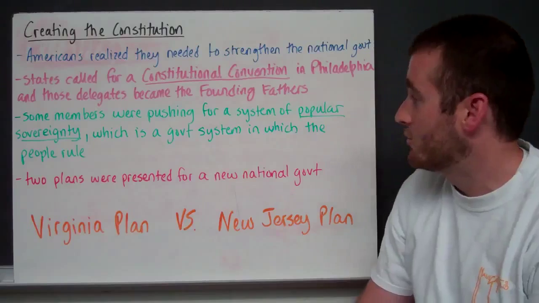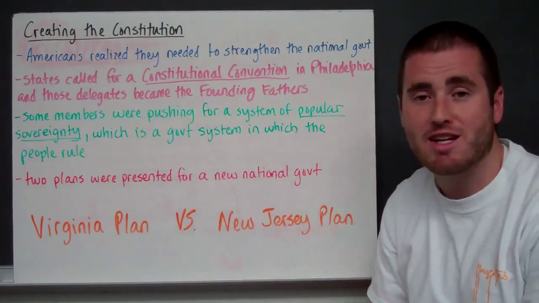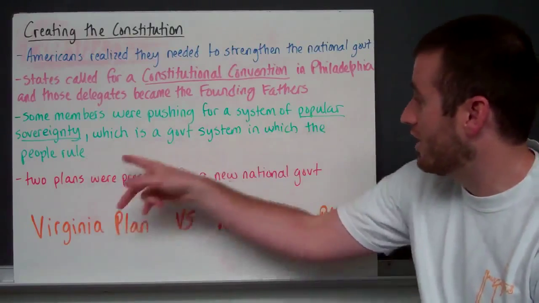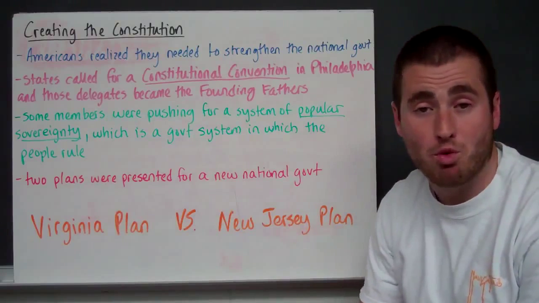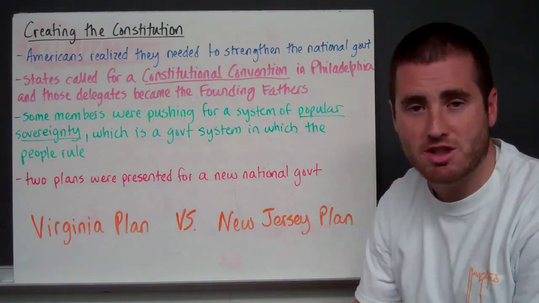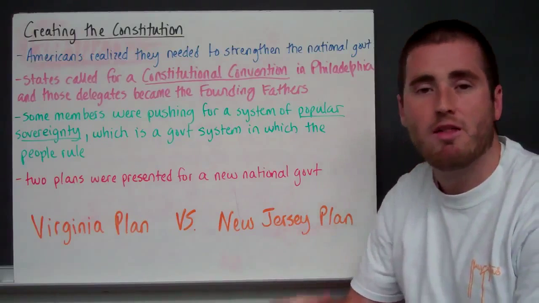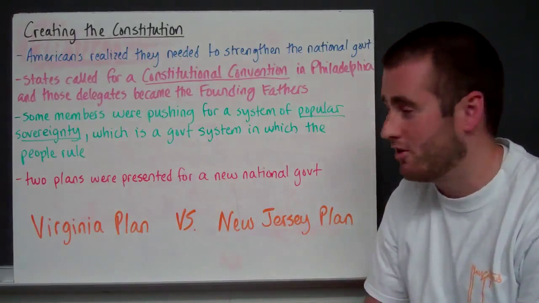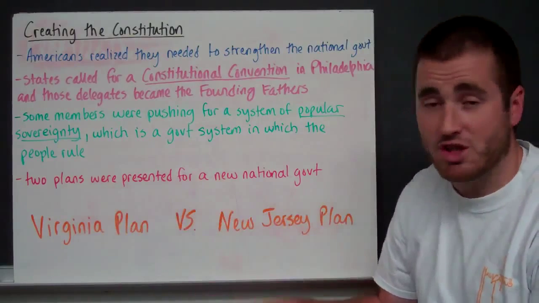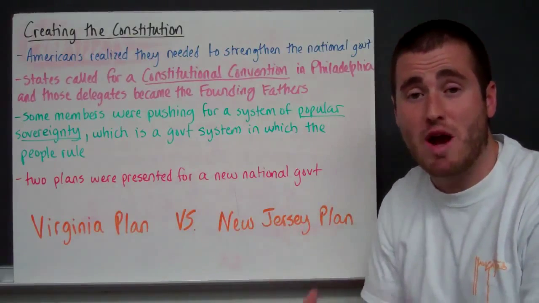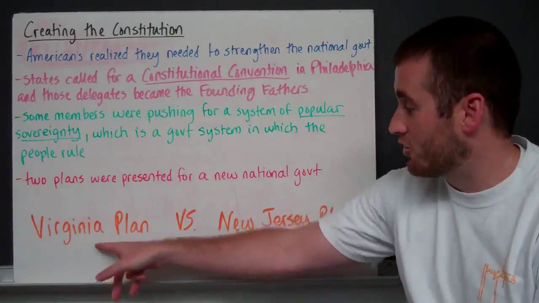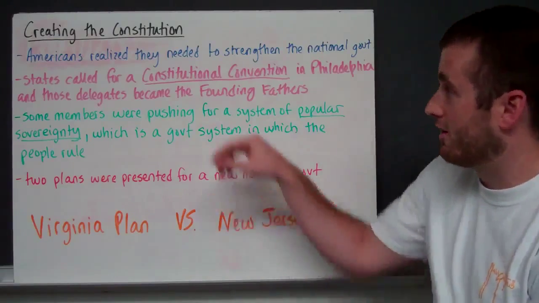And there were some good things that came out of it, obviously. So some members that were there were pushing for this idea of popular sovereignty, which is a government in which the people rule. The people have a voice, they elect their representatives, all that stuff. So it's ruled by the people, and that's kind of where we went with the republic, the democratic ideals, and stuff we talked about on the first slide. Two plans were presented for our new national government that would eventually be drafted into the Constitution, either the Virginia plan or the New Jersey plan.